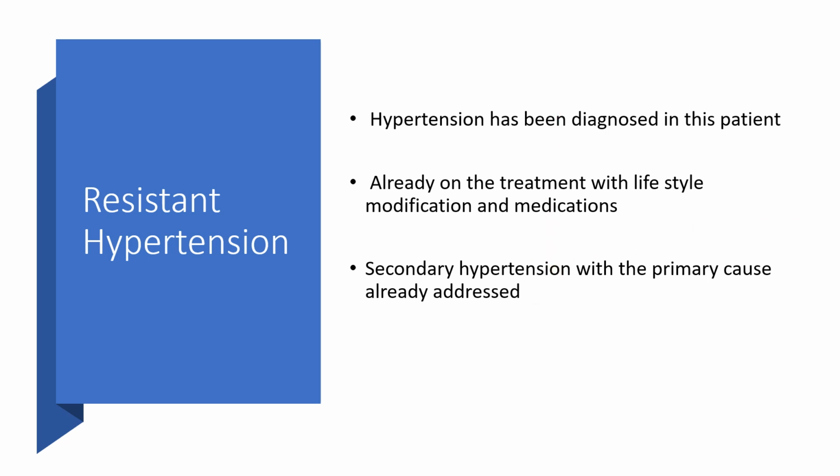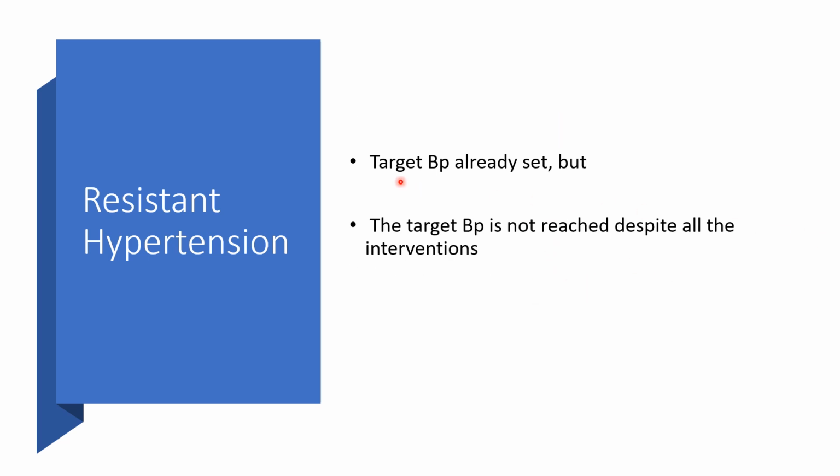Okay, let's see. Now, the target blood pressure is already set, but the target blood pressure is not reached, despite all the interventions that you have put in this. Then you begin to wonder, what's happening? Resistant hypertension? So resisting everything you've done? Let's see.